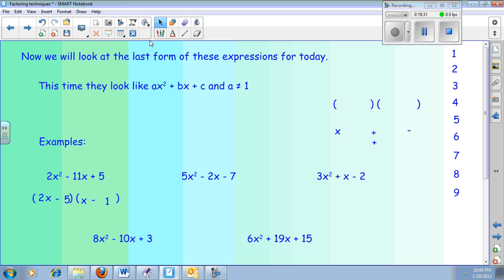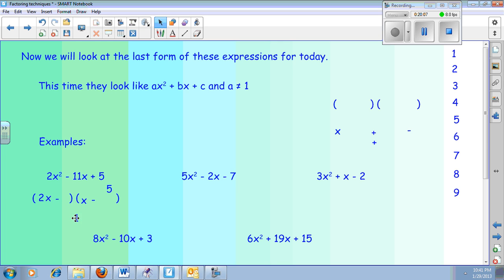So, 2x times x is just 2x. And negative 5 times x is negative 5x. So when we put those together, excuse me, we end up with negative 3x, which is not negative 11x. So this time, we check outside and inside and find out that they didn't work. So the best thing to do is to switch the terms and try again.